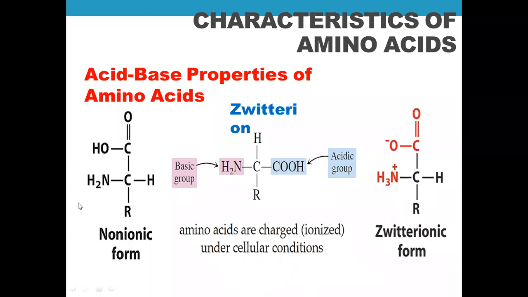They don't exist in this form because in reality, this amino group will react with water to form NH3 plus again, and COOH will react with water to have this negatively charged form.